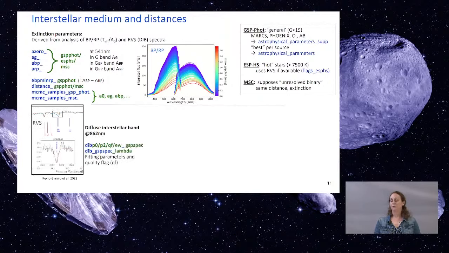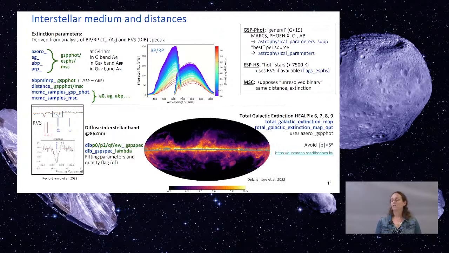Here I'm showing again how the extinction varies in the BP and RP spectra. And if we focus now on the RVS spectra, there is the diffuse interstellar band that you can see in this diagram here, and this is at 862 nanometers. The parameter that you will look at is the DIB parameter. There are several words associated with it, the pseudo-equivalent width, the equivalent width, which are all the fitting parameters of the DIB, along with the quality flag.